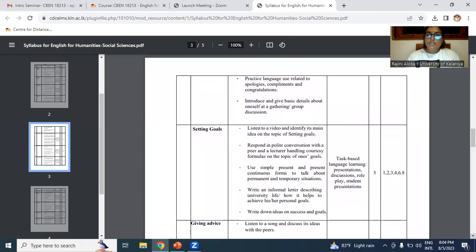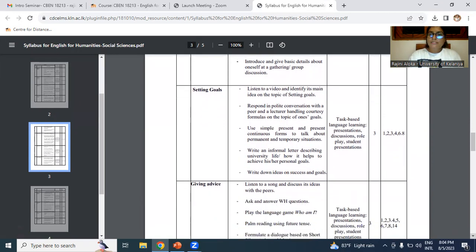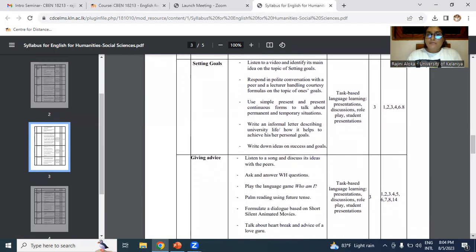Practice language use related to apologies, compliments, and congratulations. Introduce and give basic details about oneself at a gathering group discussion. Then moving on, we have setting goals. Listen to a video and identify its main idea on the topic of setting goals.